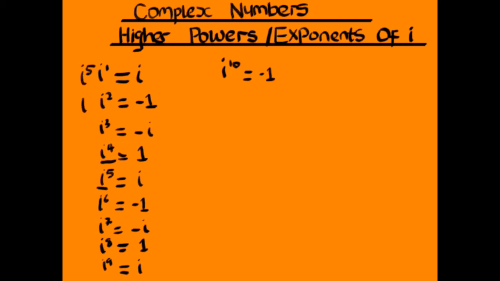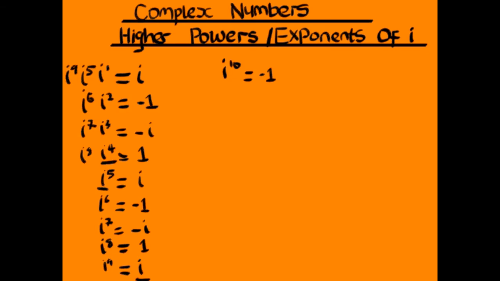So i raised to power 6 would give us minus 1. I raised to power 7 would give us minus i. And i raised to power 8 would also give us 1. So that's the trend, and you can keep on counting like that. When you get to i raised to power 4 again, you start from the top. I raised to power 9 would give us the same value as i raised to power 1, which is i.